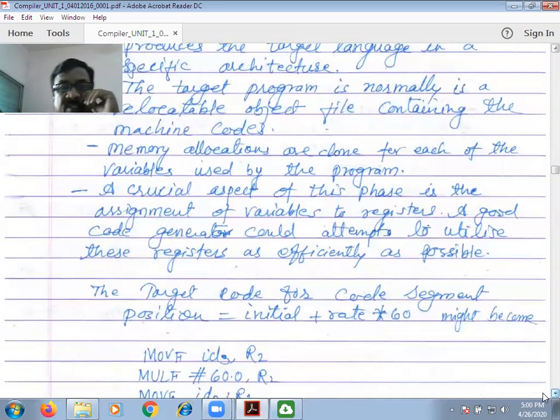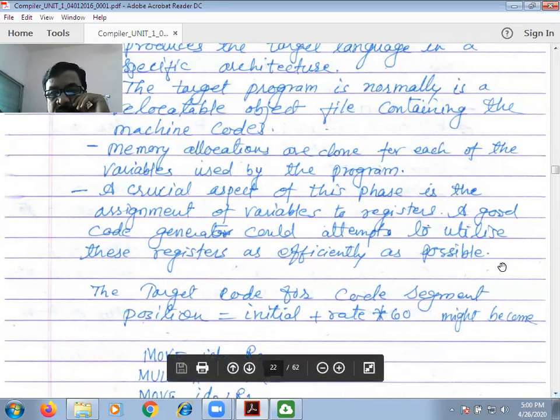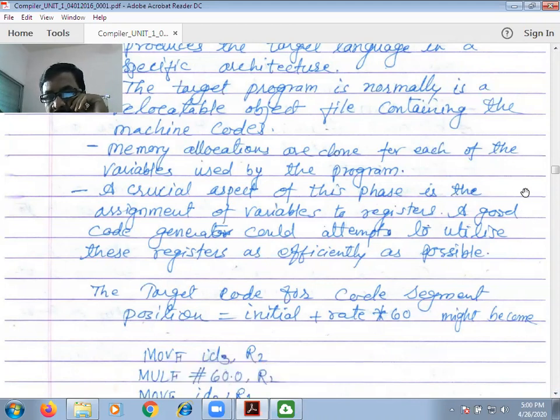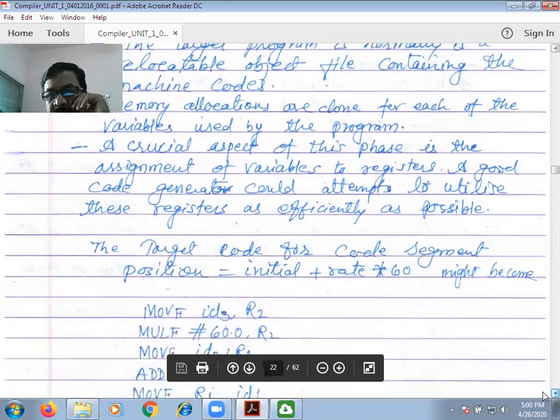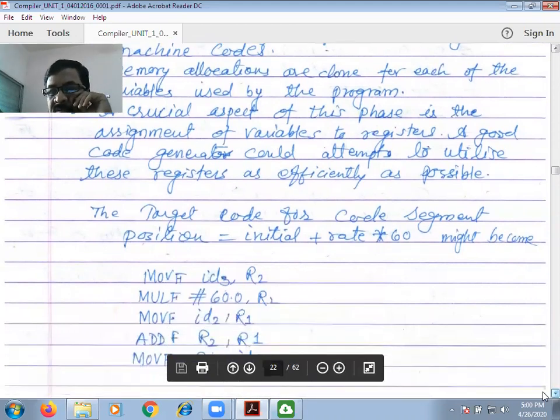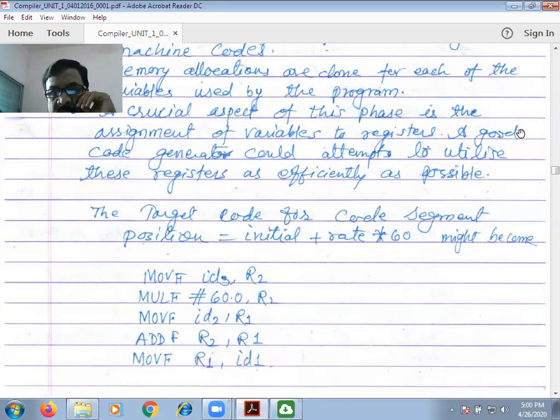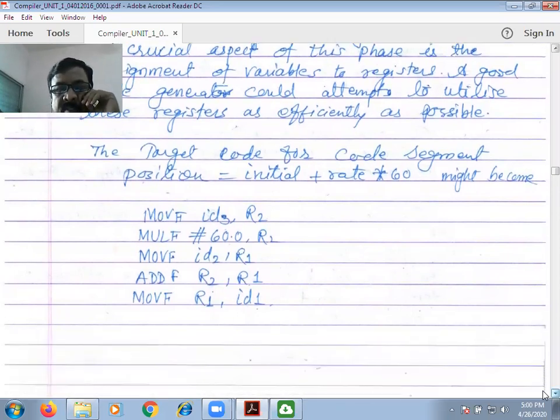A good code generator attempts to utilize these registers as efficiently as possible. That means we have to utilize the registers of the CPU as efficiently as possible, because there are a small number of registers or temporary variables which are part of the CPU. So we have to utilize them in an efficient manner so that efficient code generation can take place.